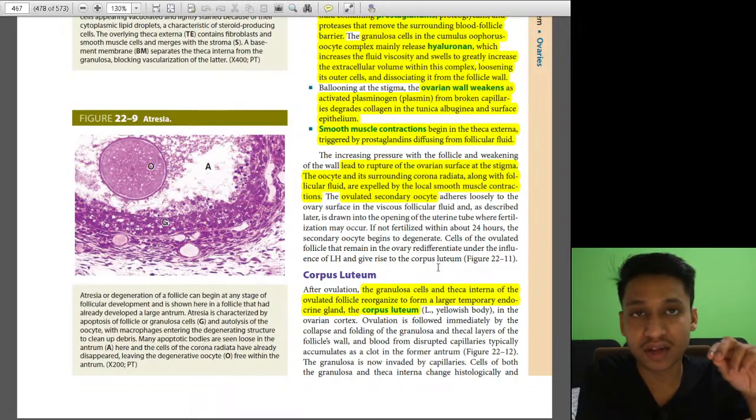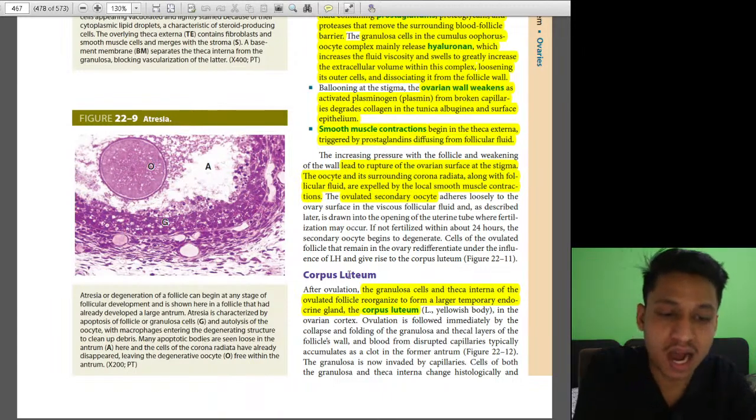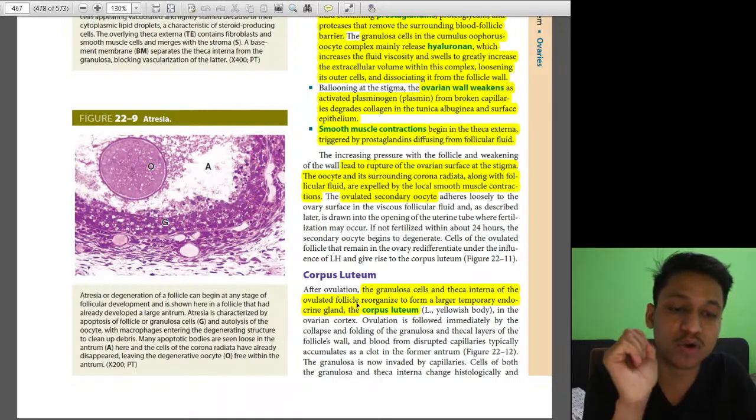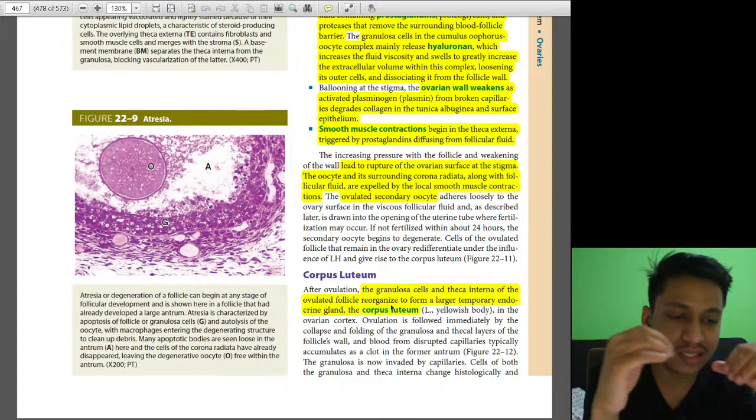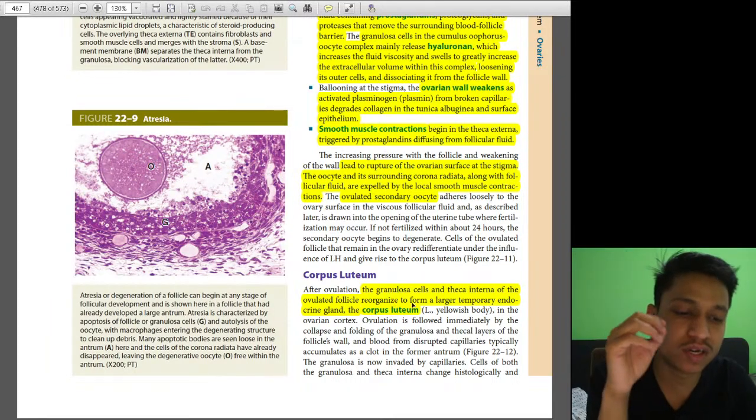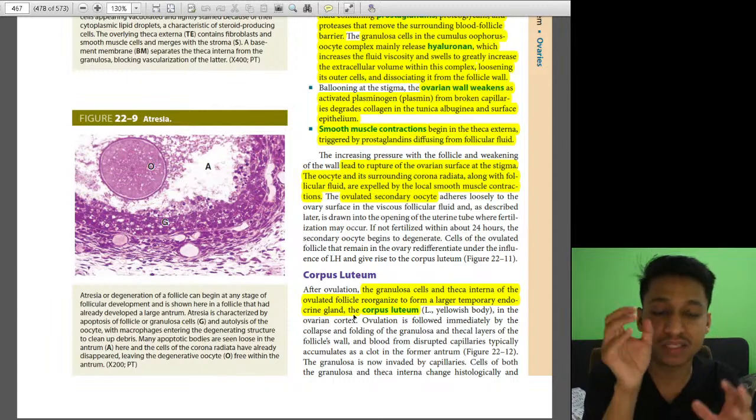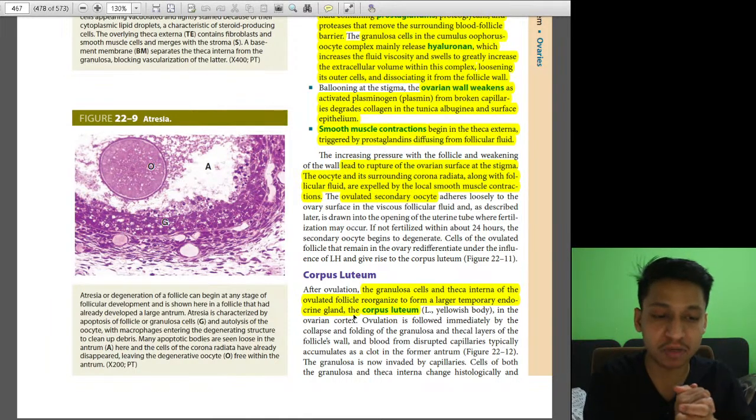It's not done. Corpus luteum is going to be very helpful after ovulation. Now the ovulation is done. Some granulosa cells and the theca interna of the ovulated follicle reorganize to form a large temporary endocrine gland. Corpus luteum is an endocrine gland. It's going to secrete hormones.